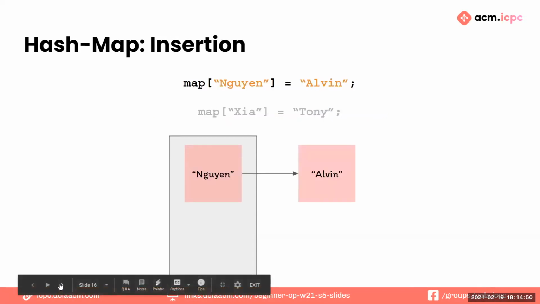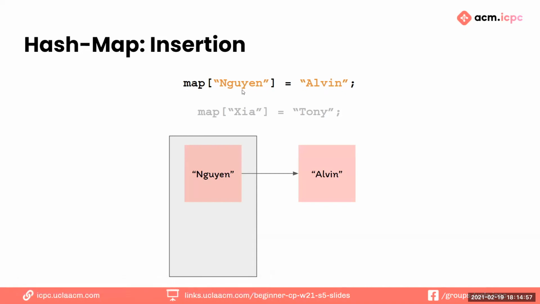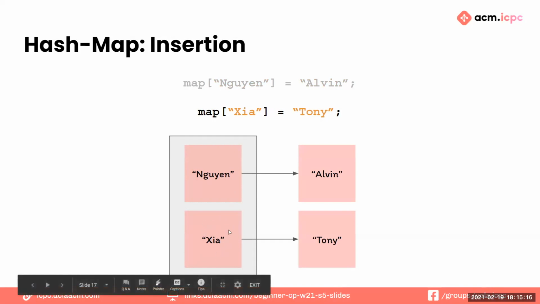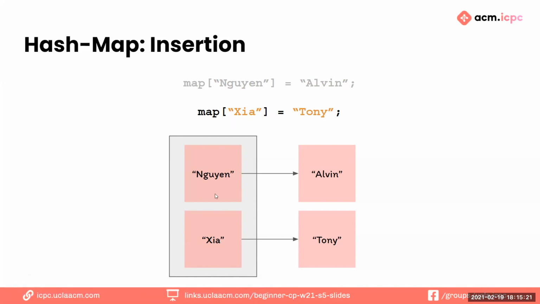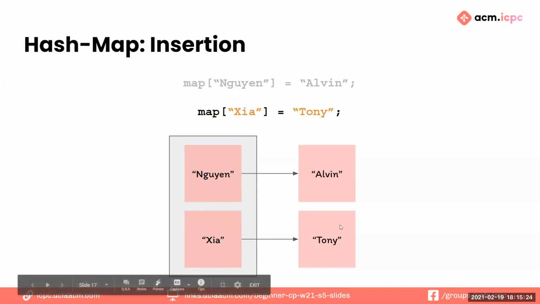And so let's start using it. I can say I want to insert the key value pair Nguyen, Alvin. Nguyen is my last name, and I want the value to be Alvin. And so we store it here inside our hash map. And then we can do the same thing with Xia and Tony. Xia is the key, and then Tony is the value. And then later, if I have just the key, I can put it into the map and get its value out.